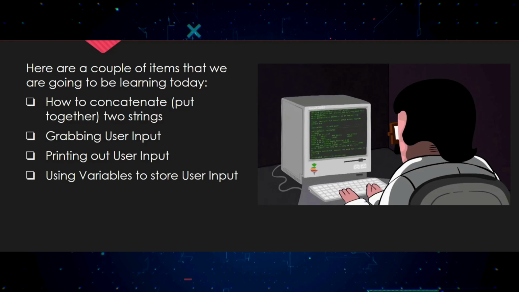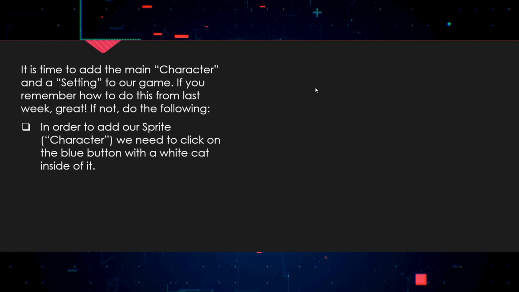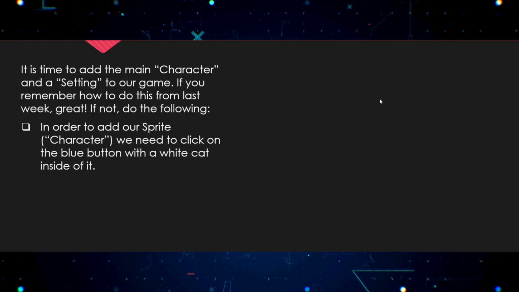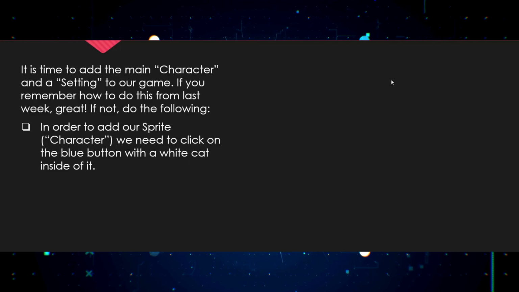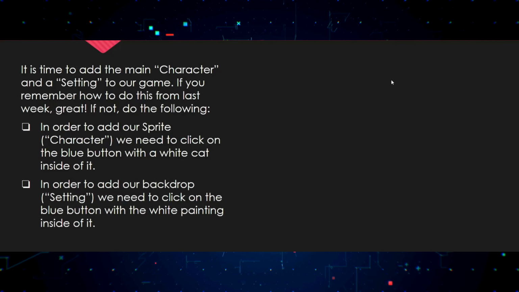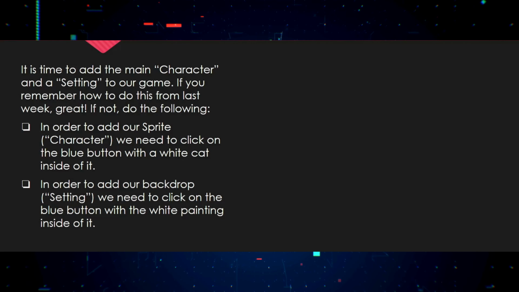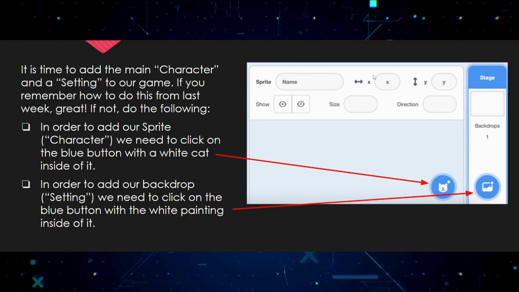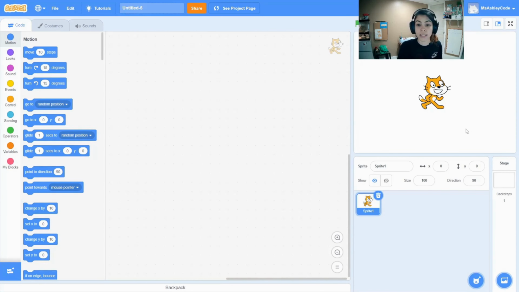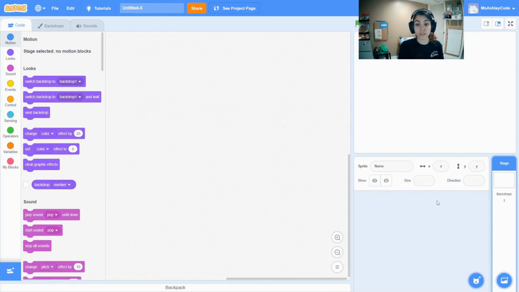So, it's time to add the main character and setting to our game, more or less. If you remember from last week or last project, if not, let's do the following. In order to add a sprite or character, we need to click on the blue button with the white cat face inside of it. And in order to choose a background or setting, we need to click on the blue button with the white painting inside of it. So go ahead and choose your sprites, and we can go ahead and delete the cat sprite. And let's choose our sprite and background together.